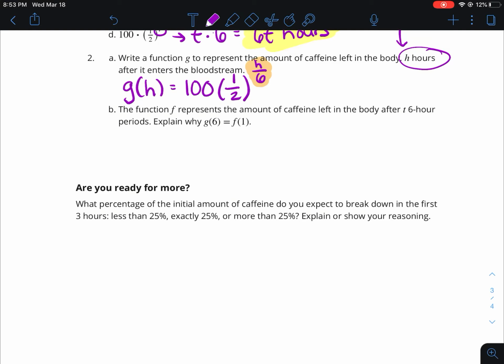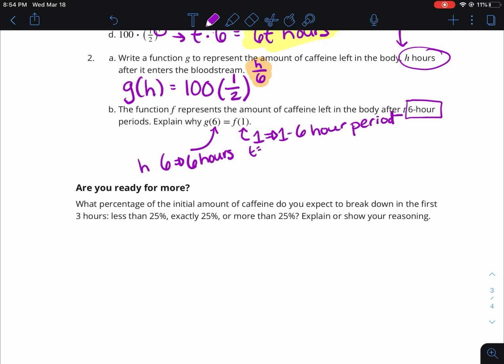The function F represents the amount of caffeine left in the body after t 6-hour periods, okay? So every t is a 6-hour period. So explain my G of 6 equals F of 1, okay? It's because this 1 is equal to 1 6-hour period. And for G, H equals 6, so it's going to be 6 hours. So that 1 is 1 6-hour period, because t equals 1, and this is H equals 6, which is 6 hours. So both are representing 6 hours, just a little differently.